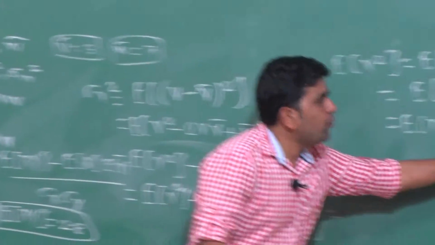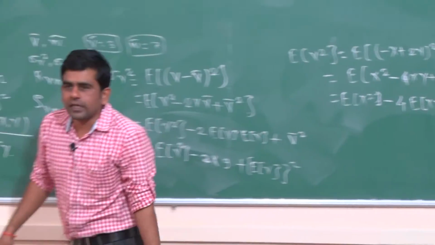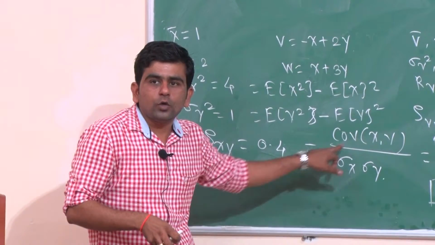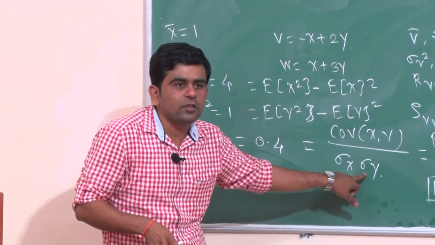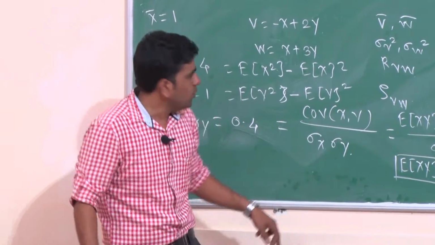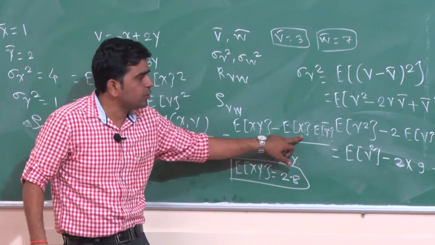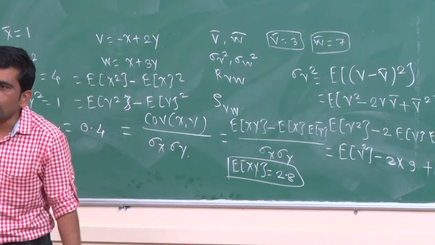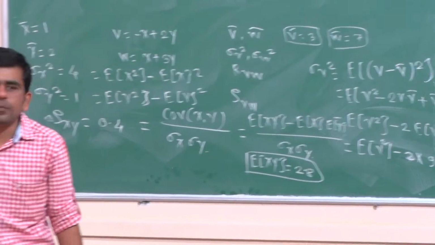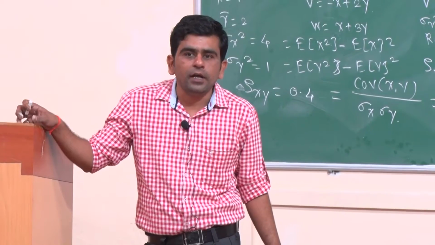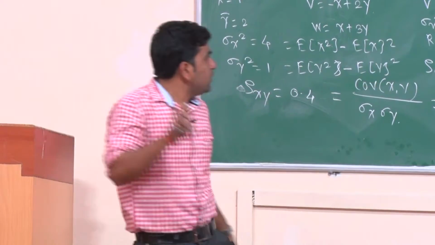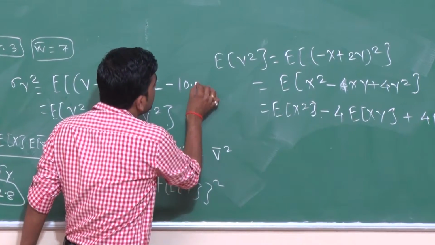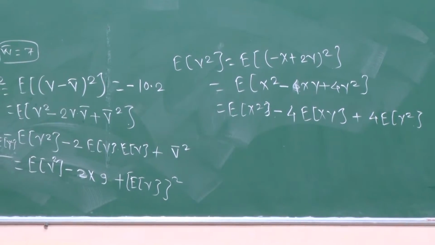Here expected value of xy is nothing but the correlation function. We can calculate this by using the correlation coefficient, that is equal to covariance of xy divided by sigma x into sigma y, the standard deviations. So here we will get expected value of xy minus expected value of x into expected value of y, divided by sigma x into sigma y. In this way we will get the value for expected value of xy, that is equal to 2.8. Just put these values, and we will get sigma v square equal to minus 10.2.